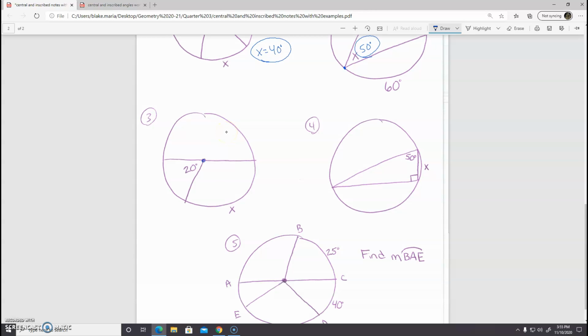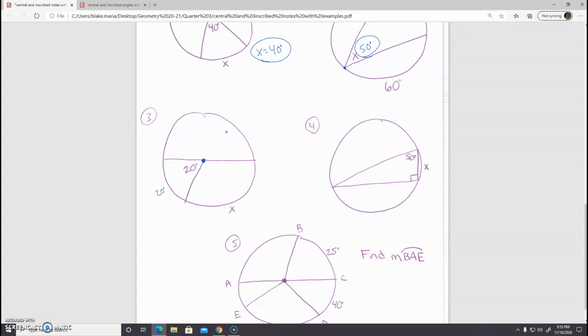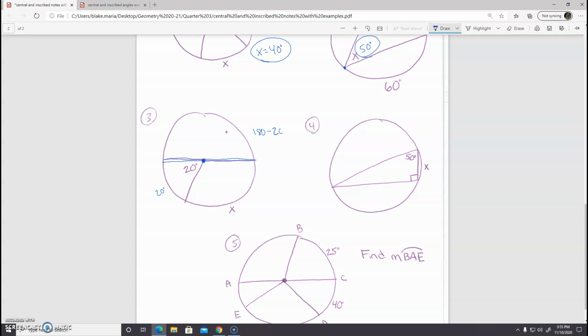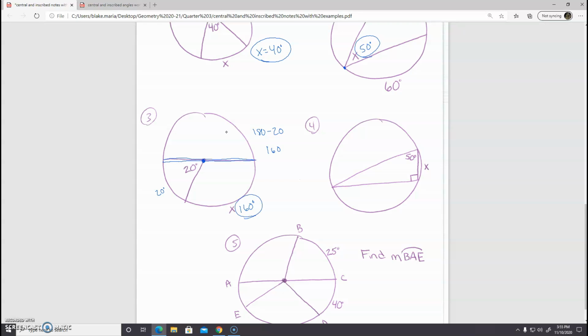Here again I see central, right? So if this is 20, this is 20. Now I also see a diameter. So you know a diameter cuts a circle in half, so you know that this is 180 degrees. So we can say 180 minus the 20 we already used, and we're left with 160 degrees. And that would also be this angle in here.